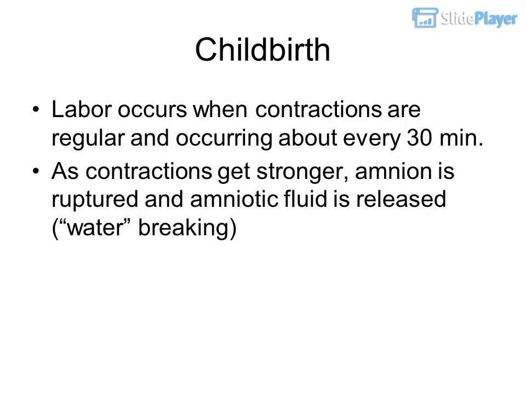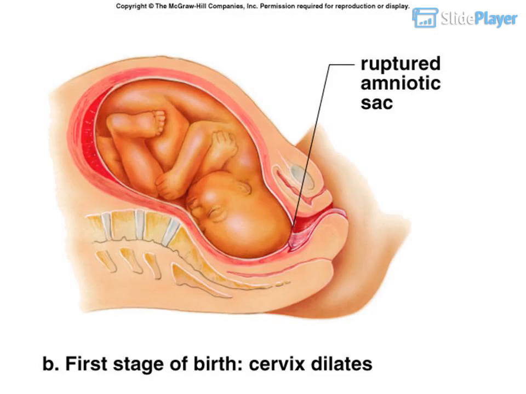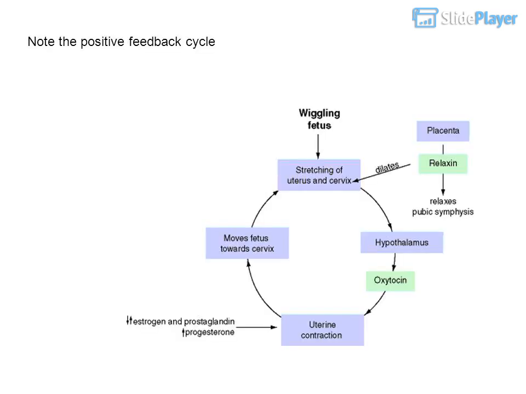Labor occurs when contractions are regular and occurring about every 30 minutes. As contractions get stronger, the amnion is ruptured and amniotic fluid is released, water breaking. Childbirth. Estrogen causes minor contractions, forcing the baby's head against mom's cervix. Stretching of the cervix causes the release of oxytocin, which causes large contractions. Oxytocin is made in the hypothalamus but released from the pituitary. Note the positive feedback cycle.